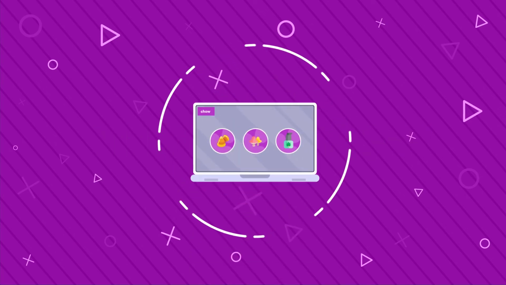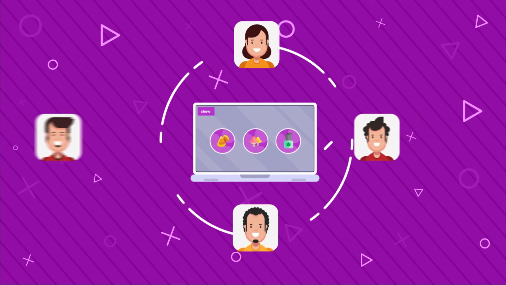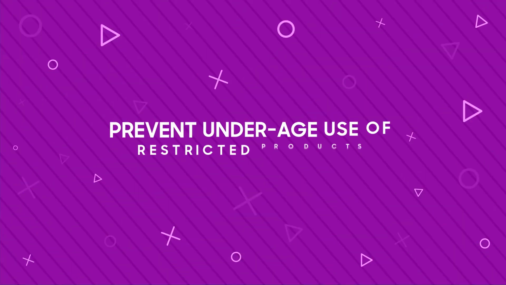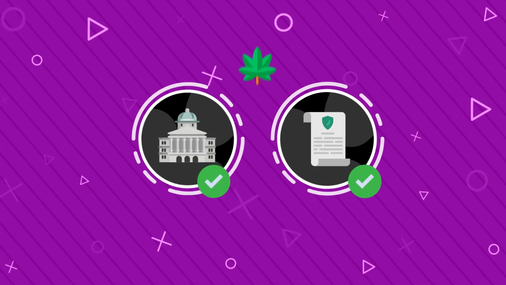Our main goal at Chow is to make it easier for retailers to scale in our online marketplace and prevent underage use of restricted products to comply with state and federal regulations of CBD and more.